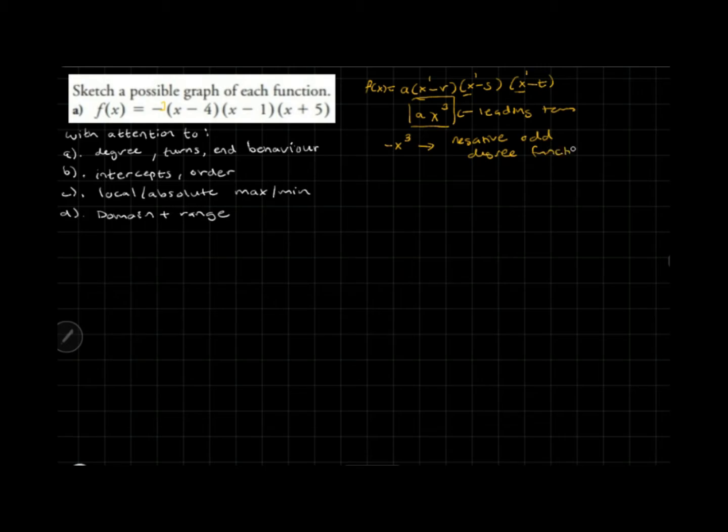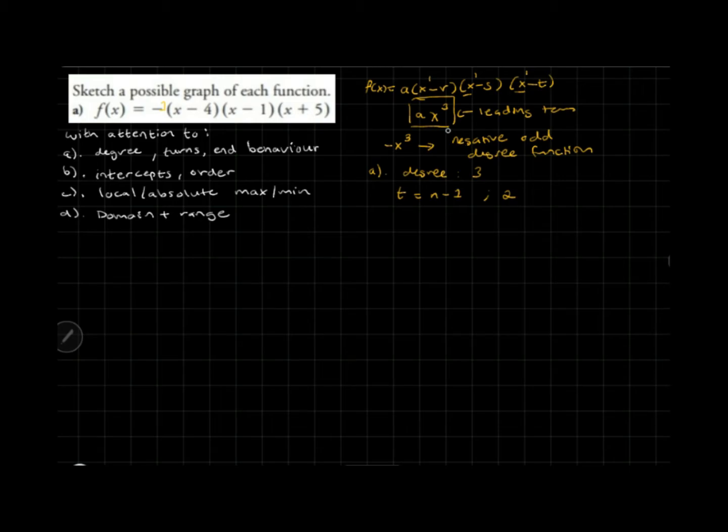Okay, this is a negative odd degree function. The degree is 3, so n is equal to 3. The turns should be n minus 1, right? The maximum number of turns that you'd find in a function would be n minus 1, and the turns are basically points of extrema, right? Because it's n minus 1, we know that the maximum number of turns you should have here is 2. You can have a minimum and maximum, or maximum and minimum.